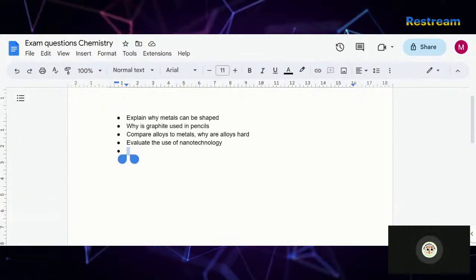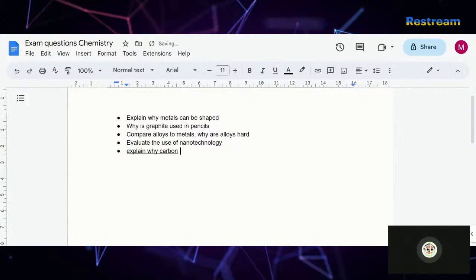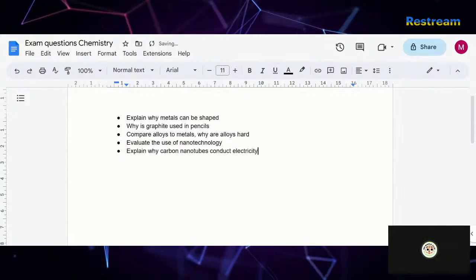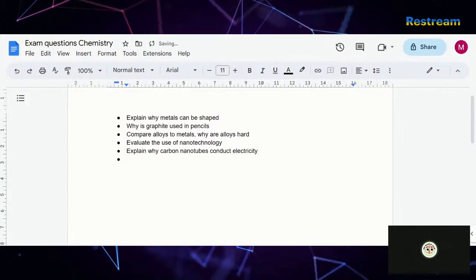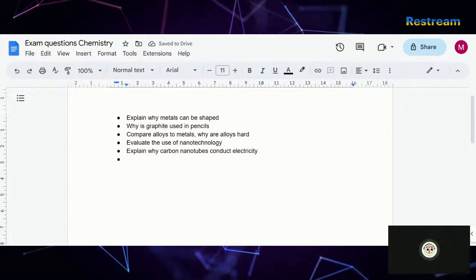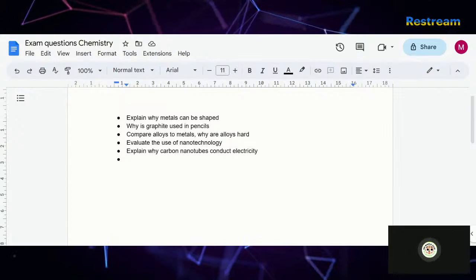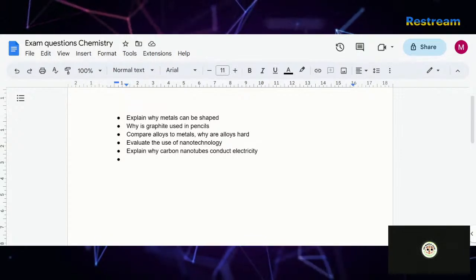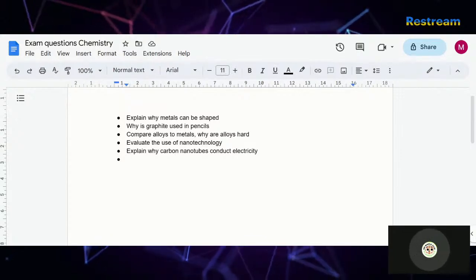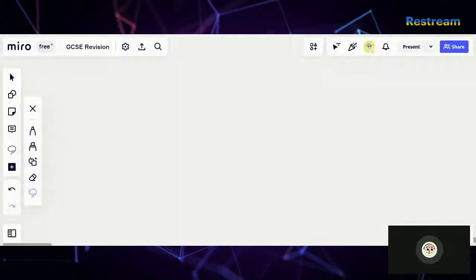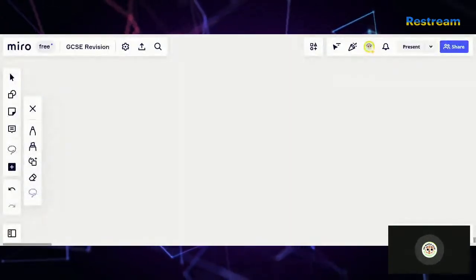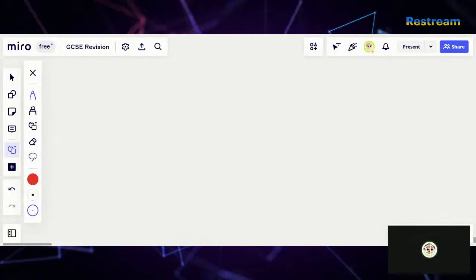Explain why carbon nanotubes conduct electricity. So now we're being asked about carbon nanotubes, and that's part of nanotechnology, so that's really important. So let's go over carbon nanotubes now. So how can carbon nanotubes conduct electricity?